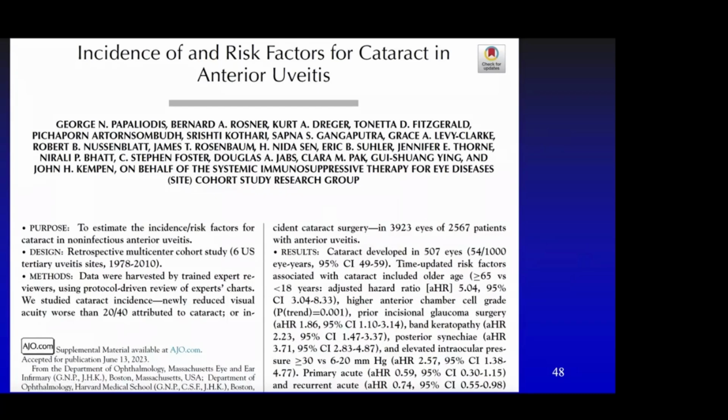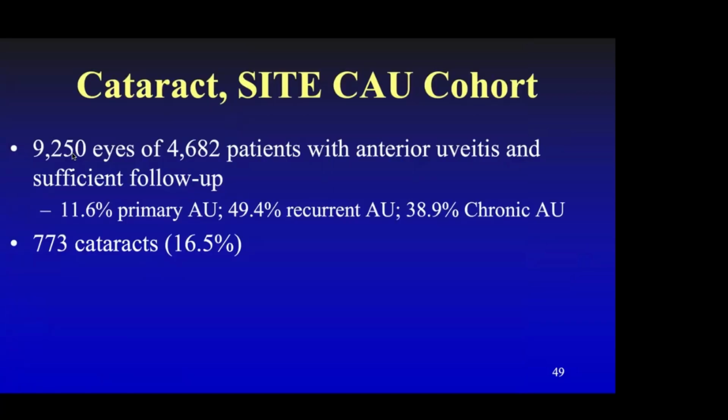in an anterior uveitis cohort. And this was a big cohort, over 9,000 eyes of over 4,500 patients with anterior uveitis. And it was mostly recurrent and chronic uveitis because it's from tertiary centers, but we had some primary cases too. And we had 770 cataracts, so about, I guess that's 1/7, ended up getting a cataract.